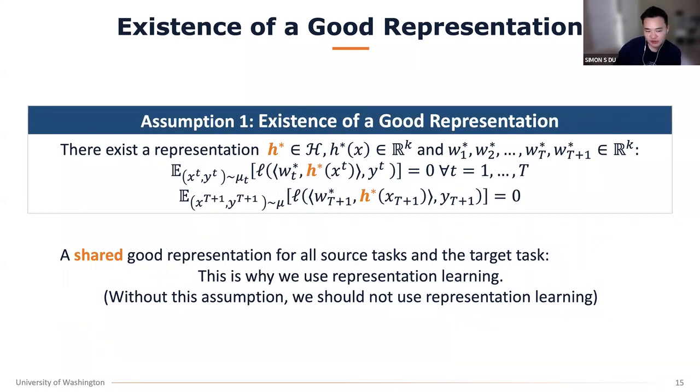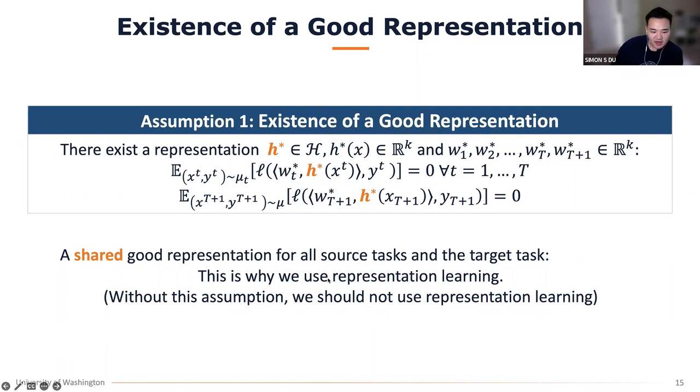Basically, it assumes that there exists a common good representation. This is very important. This is a shared good representation. And that characterizes one connection among these tasks, because they do have some similarity in that there exists a good representation such that they can achieve small loss.